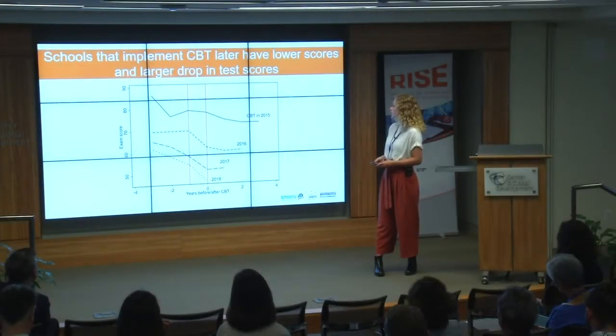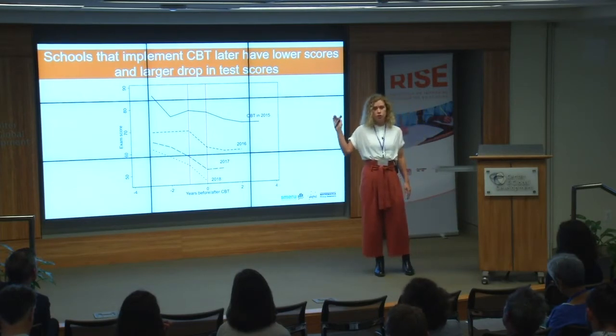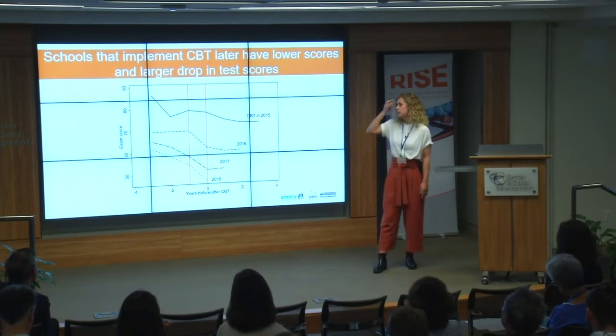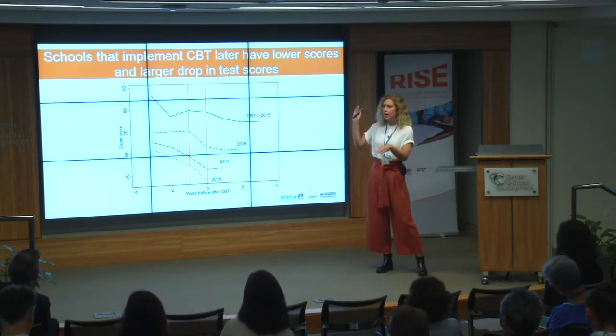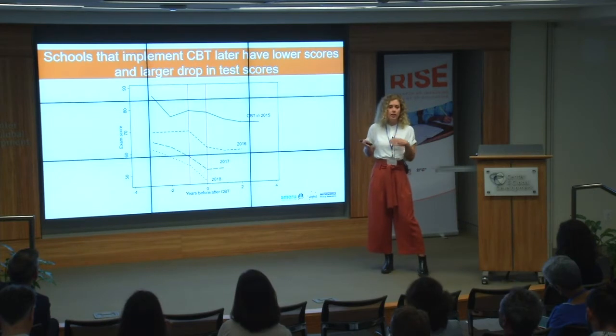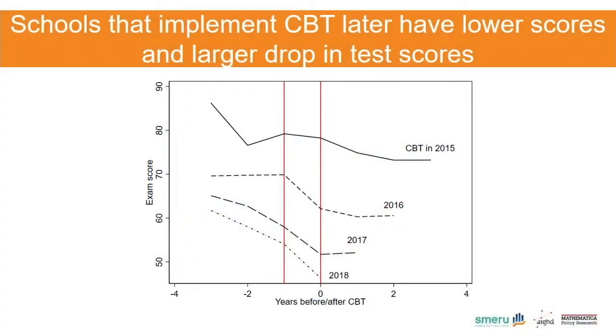So here I plotted the trends of the exam scores of the groups of schools that implemented the CBT, and this graph shows two things. First, between the red lines, you see the difference between the year before implementing CBT, so when they were still doing the exam on paper, and then the year that they actually implemented CBT. And what you see is that there's a drop in scores between these years.